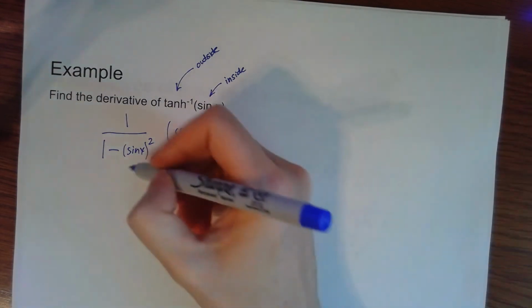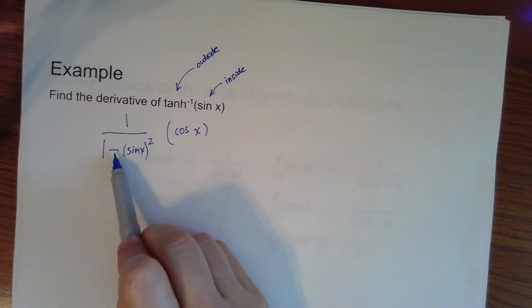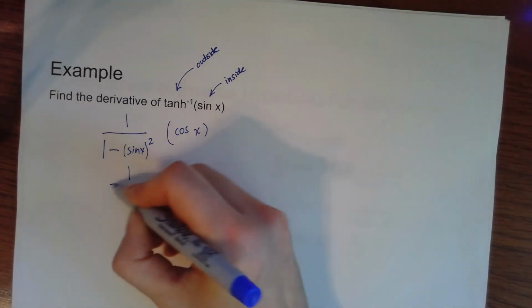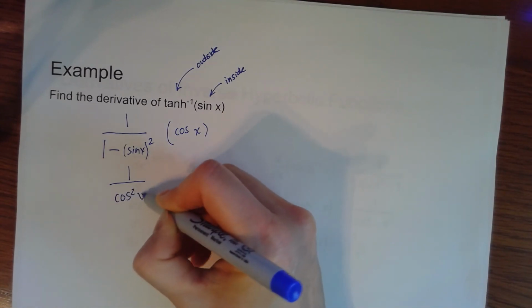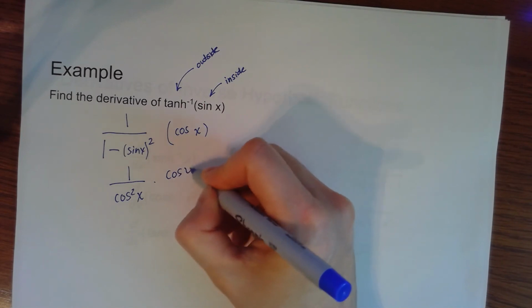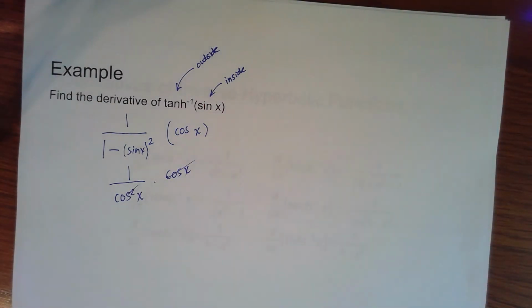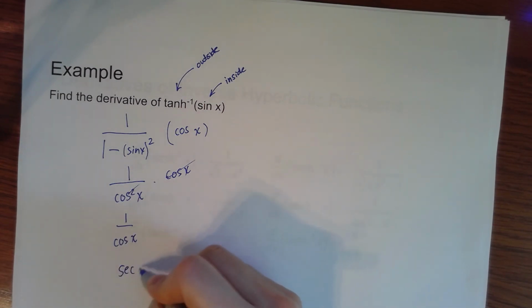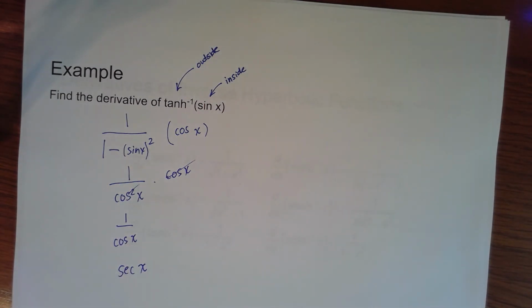Okay, so I have 1 over 1 minus sine squared, times cosine. Well, we know that 1 minus sine squared is the same thing as cosine squared. So I have cosine squared times cosine. So one of those is going to cancel out. I'll have 1 over cosine, which is the same thing as secant x. Okay.